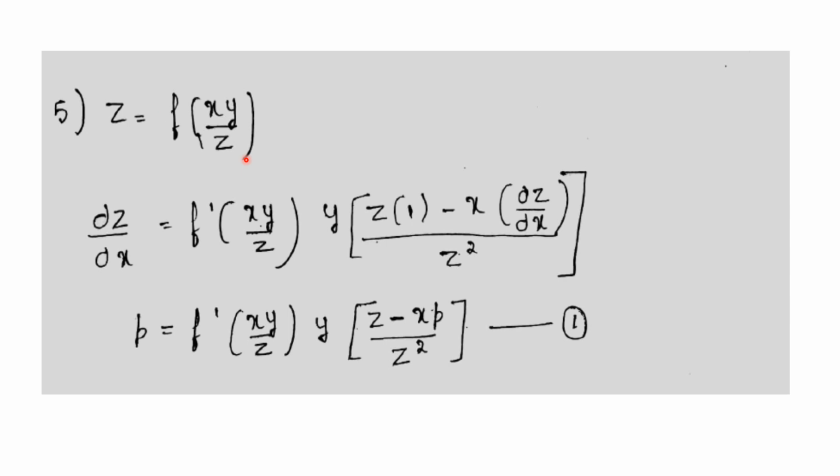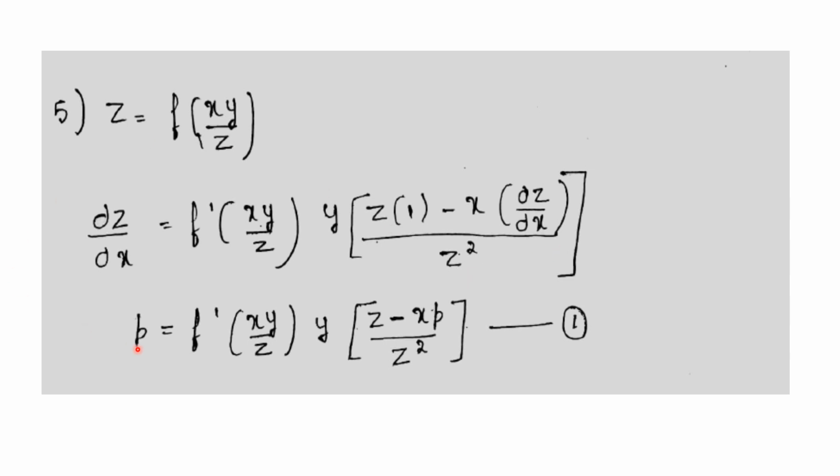Since you have only one function, you have to differentiate it partially with respect to x as well as y. The differentiation of z with respect to x is dou z by dou x equal to differentiation of f of xy by z, which is f dash of xy by z. We have to differentiate this with respect to x now. Here y is a constant with respect to x in the numerator. We have to apply u by v rule to x by z. So I'll keep y as it is. What is u by v rule? That is z into differentiation of x with respect to x is 1, minus x into differentiation of z with respect to x, dou z by dou x, divided by z square.